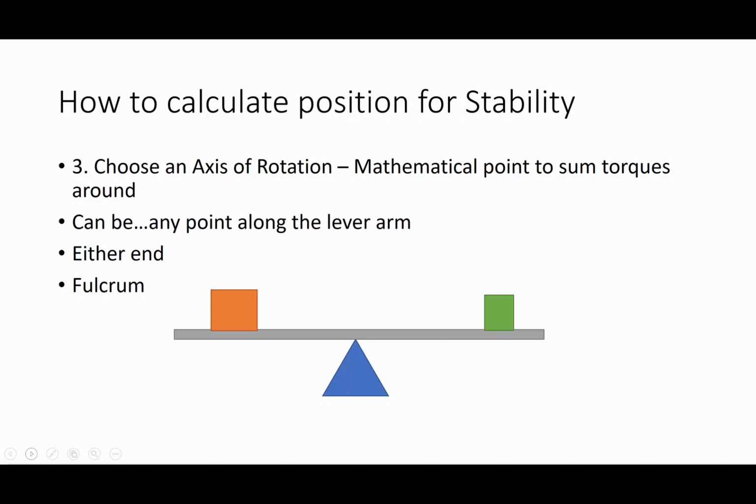When we're doing mechanical equilibrium problems, we also have to choose an axis of rotation. Now that's going to be the mathematical point that we're going to sum our torques around. It can be any point along the lever arm. It can be literally any point we want. It can be either end. It can be the exact center. It can be the fulcrum. It can be at one of the weights. It's a mathematical point, and the situation hopefully will help dictate what is most convenient and logical to use.